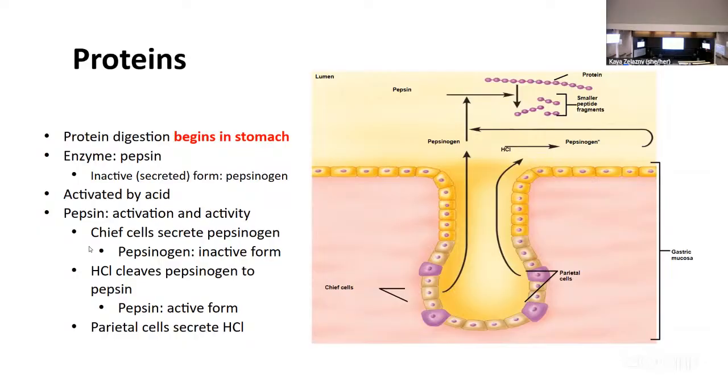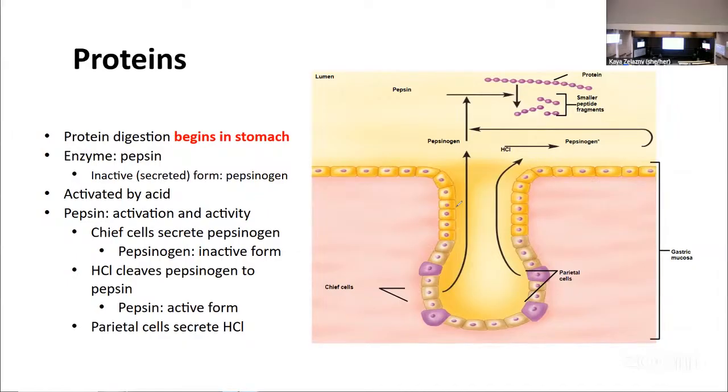Okay, so what we want to remember here, what we're looking at is our gastric pit here, right? And remember, our gastric pit has both our chief cells and our parietal cells, right? Chief cells and parietal cells in this gastric pit, in these glands at the base, right? And one of the things that we're doing here in this gastric pit is secreting an enzyme, essentially, that enables us to start this protein digestion process, right?